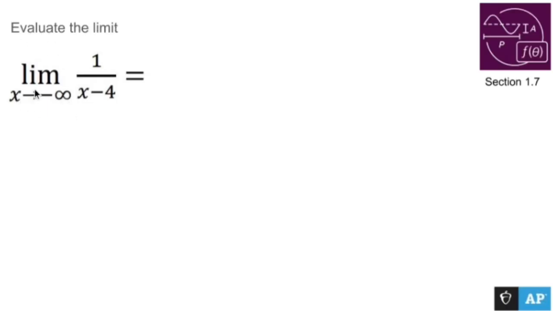Evaluate the limit as x approaches negative infinity of 1 over x minus 4. Boom! Now, how did I do that?